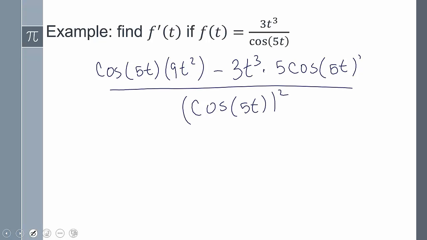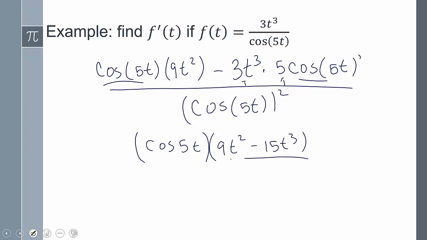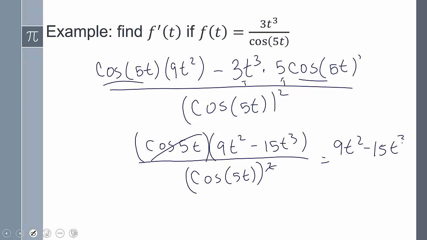Now this is an algebraic mess, and we're going to have to go through and clean it up just a little bit. Notice there's a cosine of 5t in common, so I can factor that out. I'm going to be left with this 5, and this is going to multiply together. So I'm going to get 9t squared minus 15t cubed, all over cosine of 5t squared. Those will cancel out, so my final answer would be that.